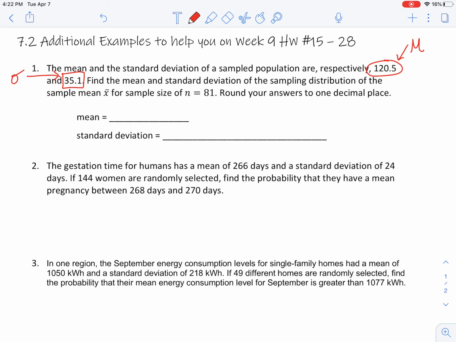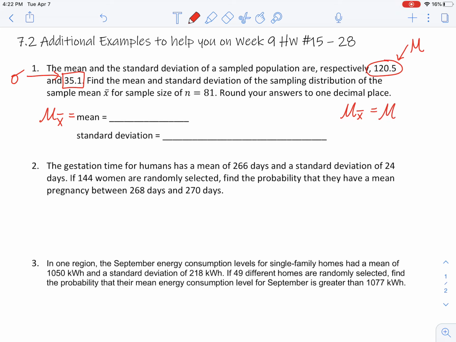They want you to find the mean and standard deviation of the sampling distribution of the sample mean x bar for sample size of n equals 81. Round your answer to 1 decimal places. Remember, what they want right here is the mean of the sampling distribution of the sample mean.